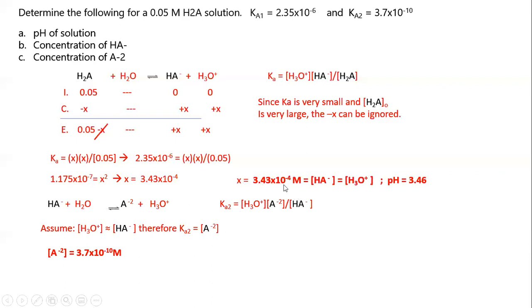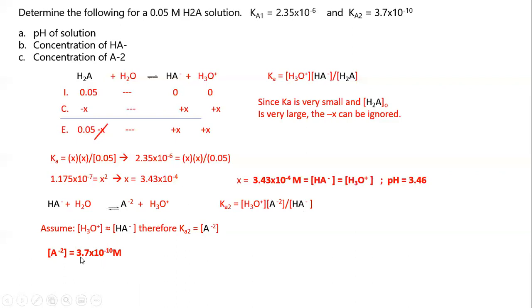Since in the first step the concentration of HA minus is the same as H3O plus, in the second step they're going to be approximately the same as well. Therefore, we can cross out H3O plus and HA minus, and we get Ka2 is equal to the equilibrium concentration of A2 minus. And so there's no need to do any calculations. Whatever your Ka2 is going to be is the equilibrium concentration of A2 minus.